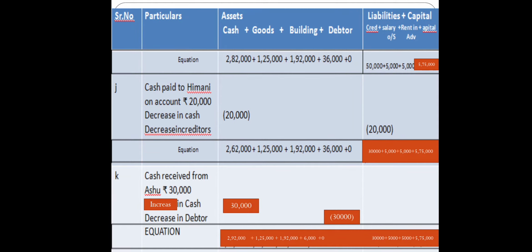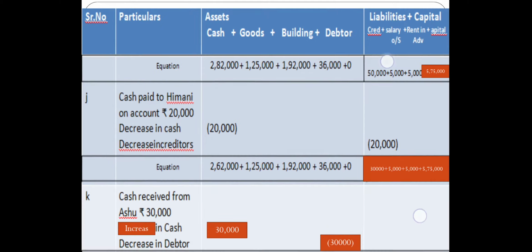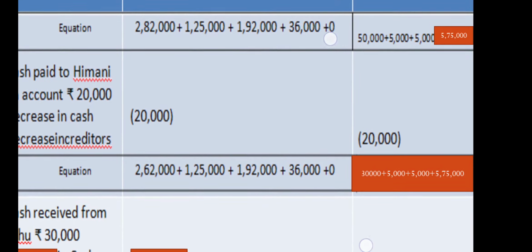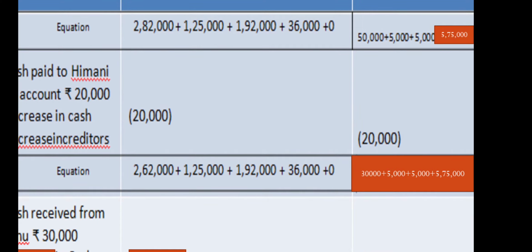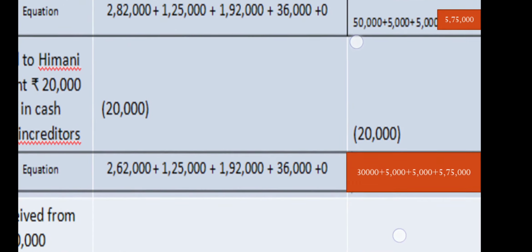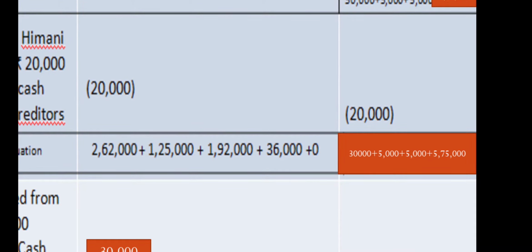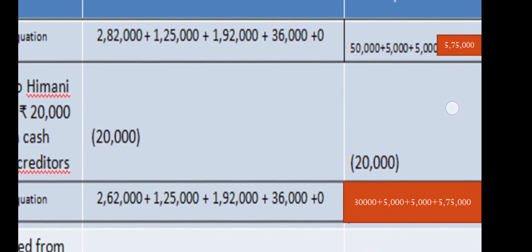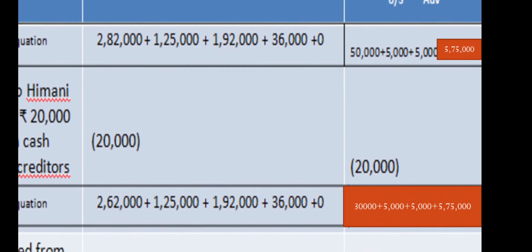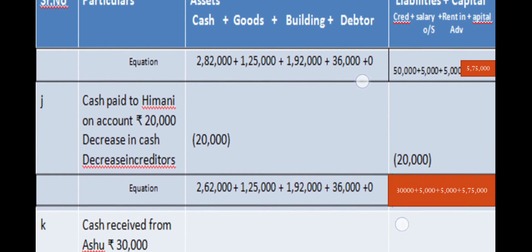So this will be reflected, and the final equation will be set up: 50,000 plus 2,62,000 plus 1,25,000 plus 1,92,000 plus 36,000 plus 0, and at the same time on this side 30,000. Previously it was 50,000. We have made a payment of 20,000. So ultimately it gives you 30,000 plus 5,000 plus 5,000 plus 5,75,000.